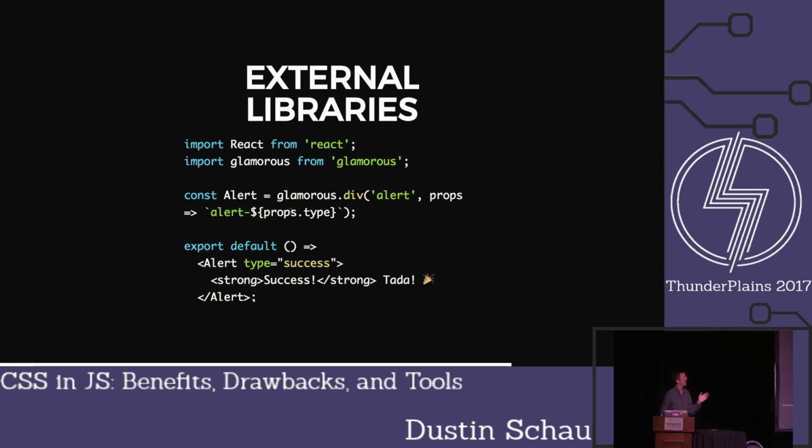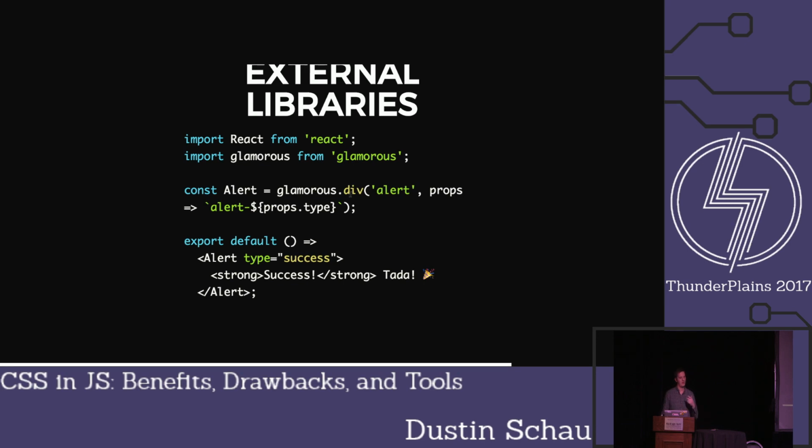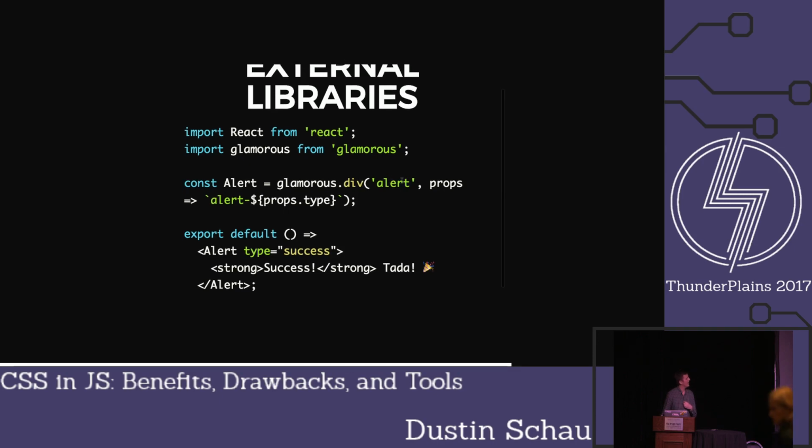So earlier I kind of lied. I said that every argument to the glamorous function requires an object. It can actually take a string, and that string is then assumed to be the class name. So what we have here is this div with the class name of alert, and then we have this props function. And so it'll then add props.type. So when you have this type prop, this will end up compiling down to a div with the class name of alert, and then alert-success.